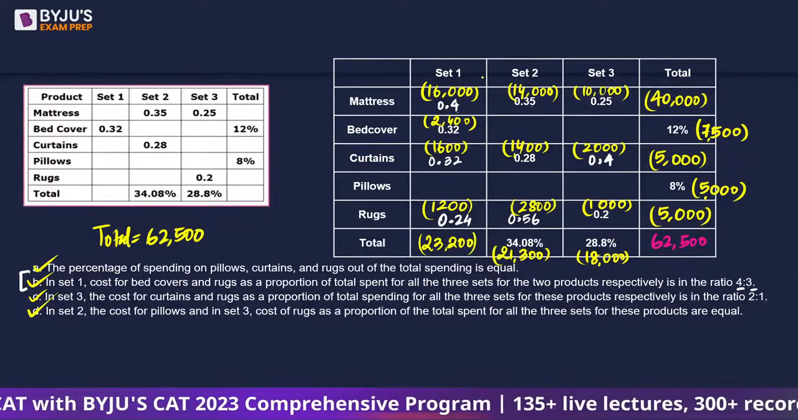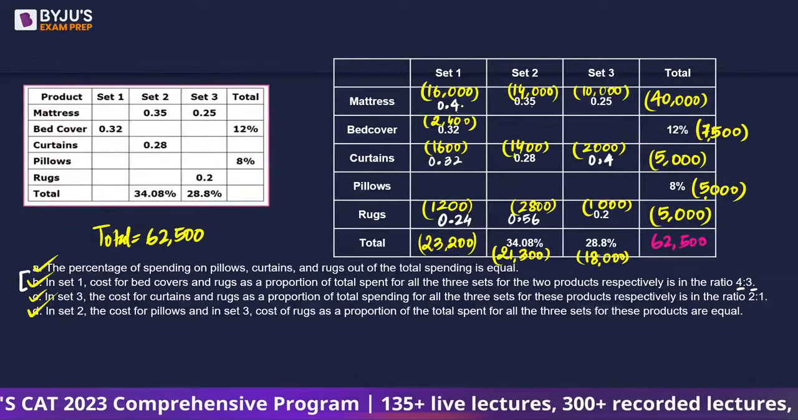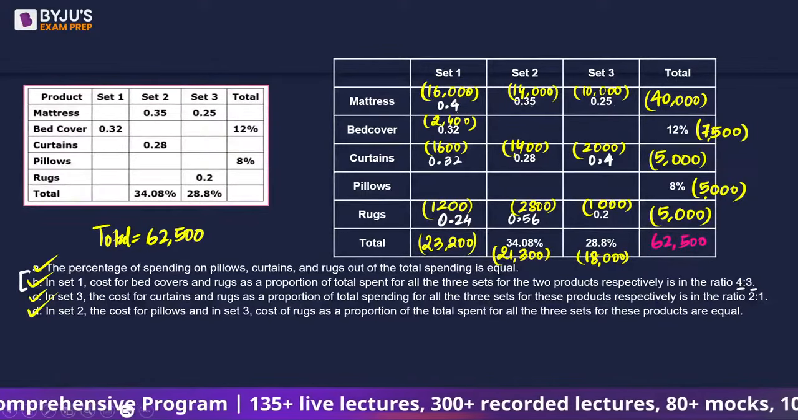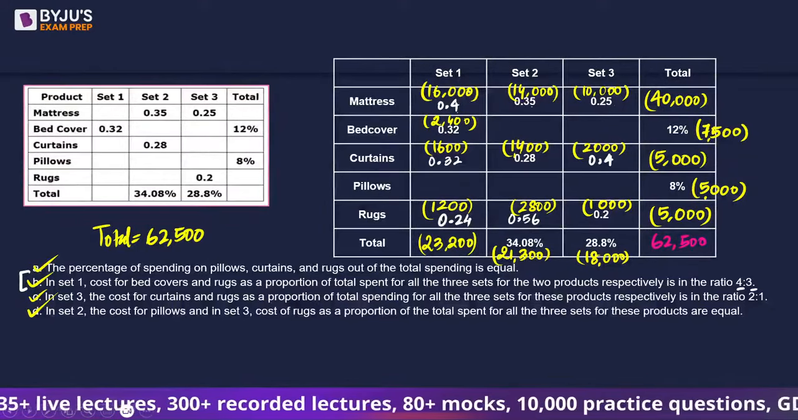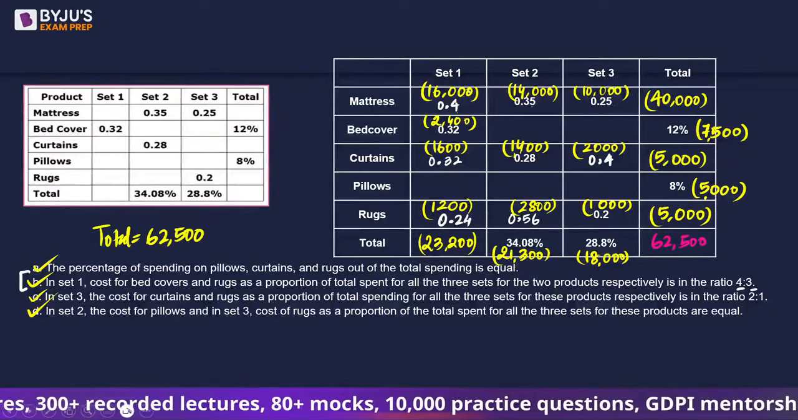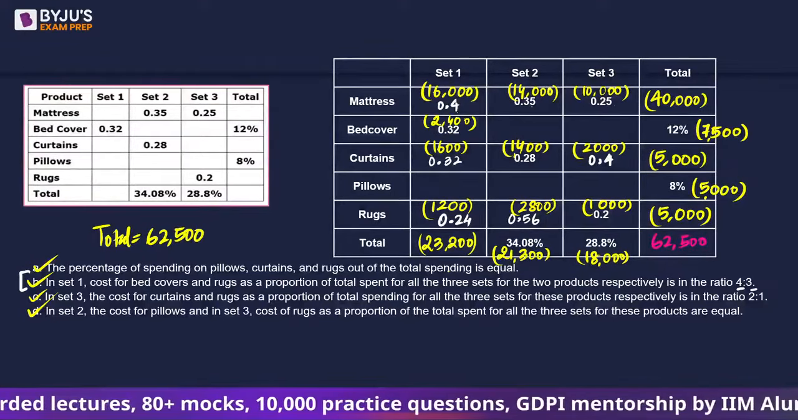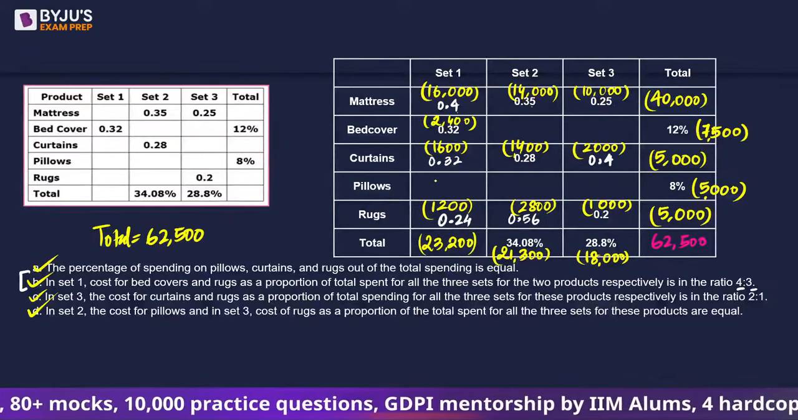Let's look at set 1's overall value. We have 16,000 plus 2,400 and then 1,600 and then 1,200. This is 21,200. So this is going to be 2,000.